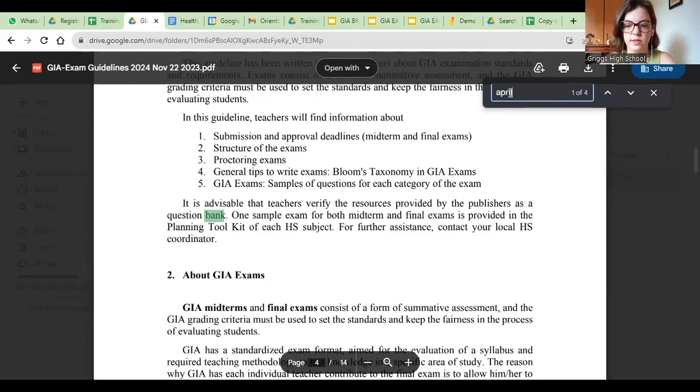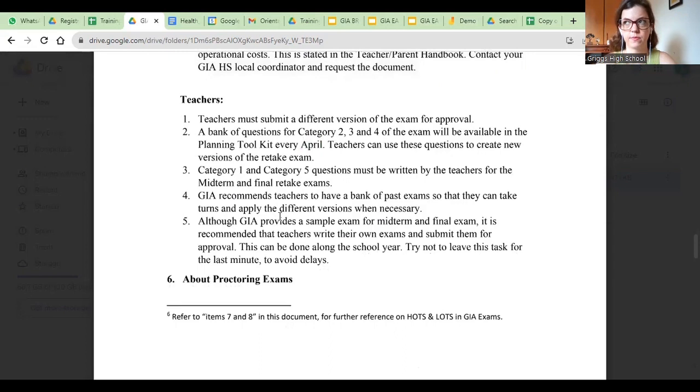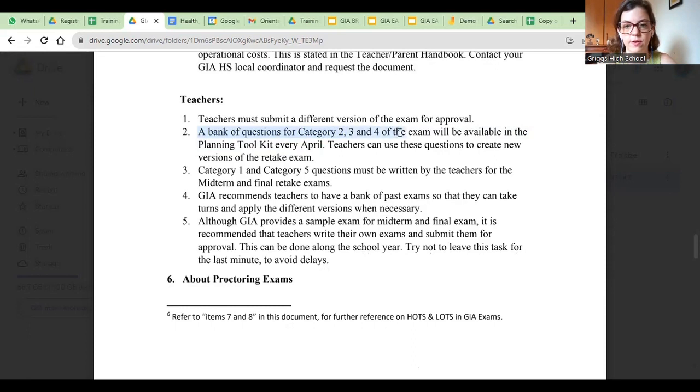Sorry, the collaborative question bank is something new. So I'm not very familiarized with the procedures and the deadlines. So a bank of questions for categories 2, 3, and 4 of the exams will be available in the Planning Toolkit every April. Teachers should use these questions to create new versions of the retake exam.